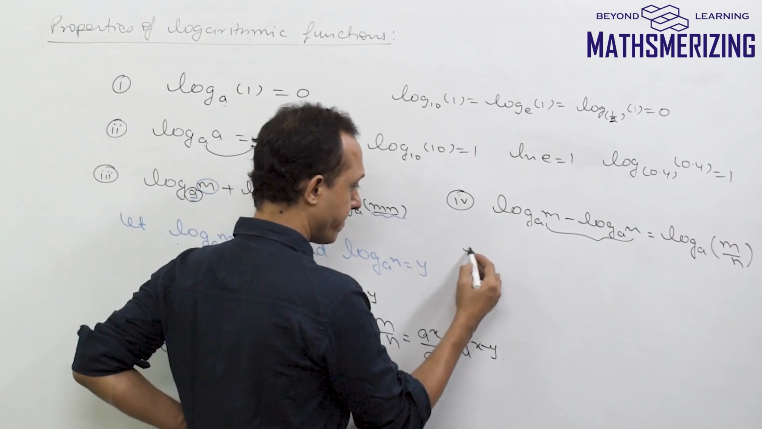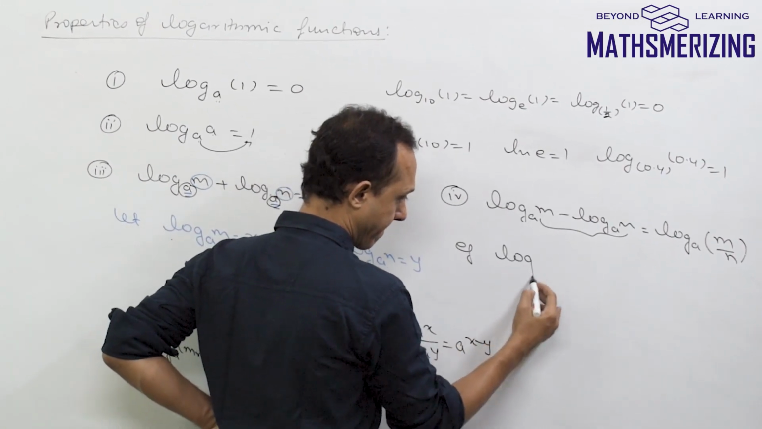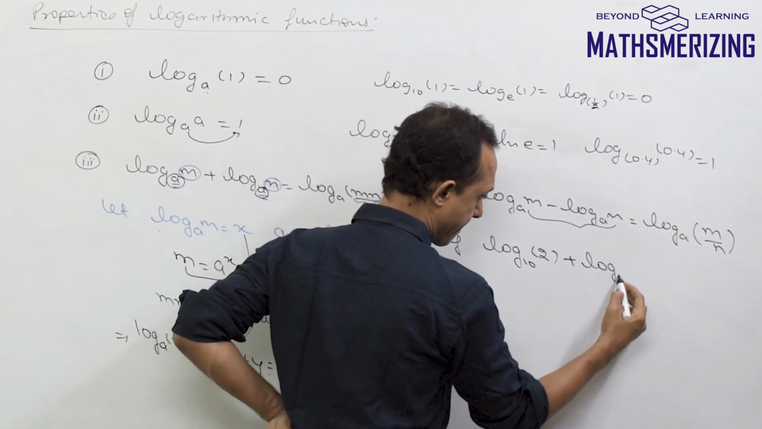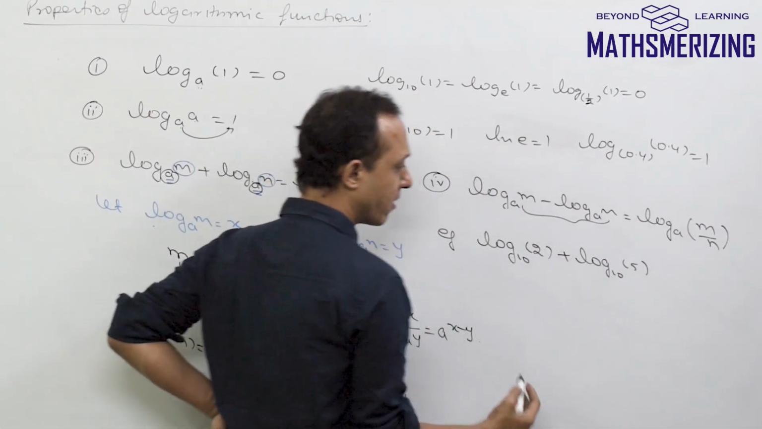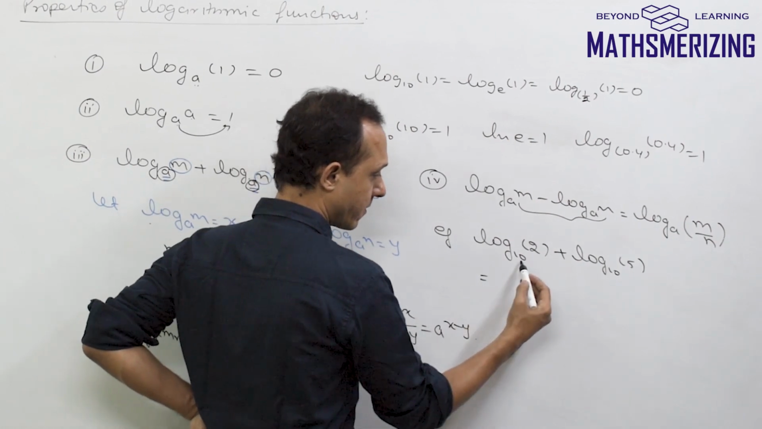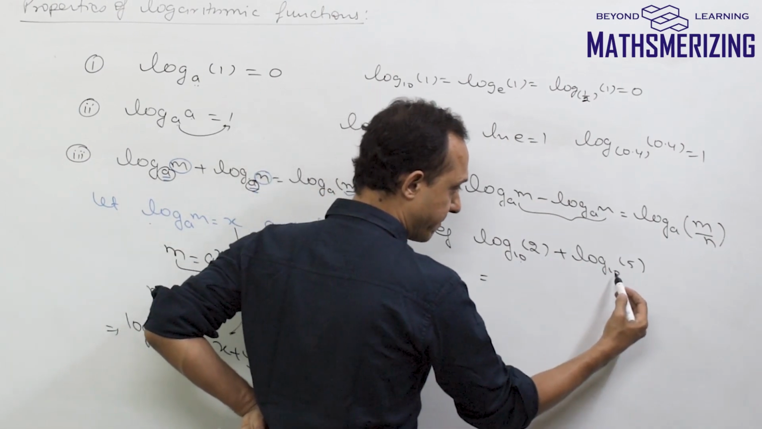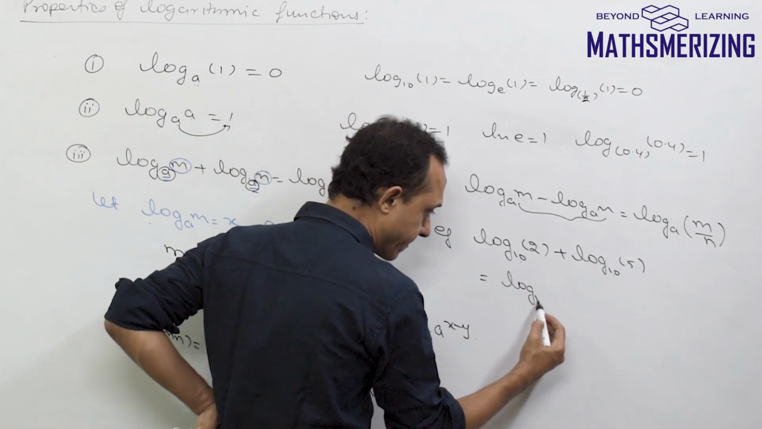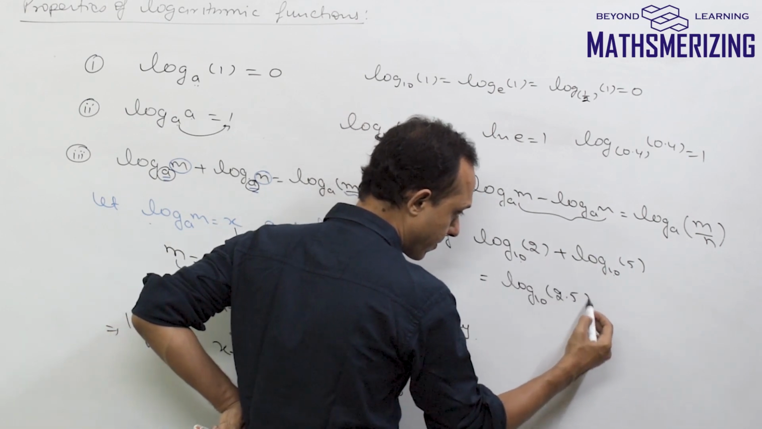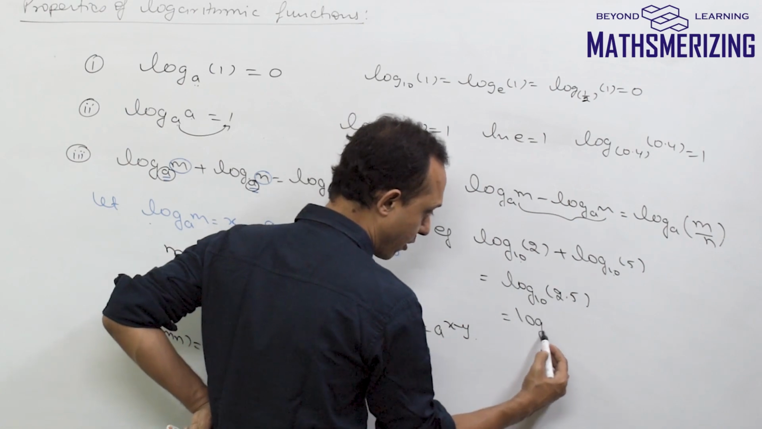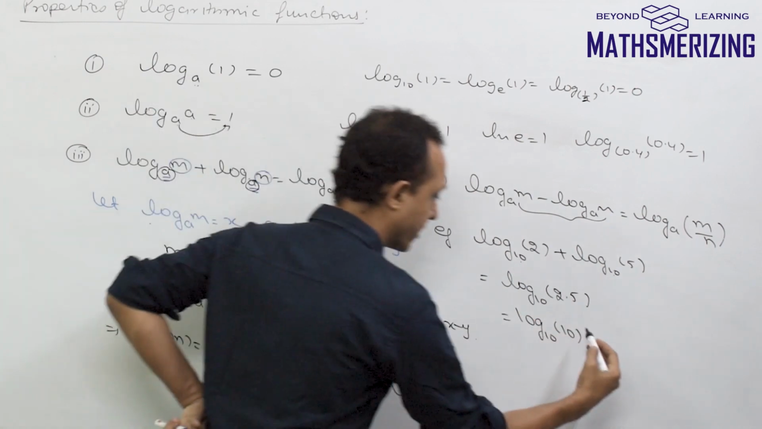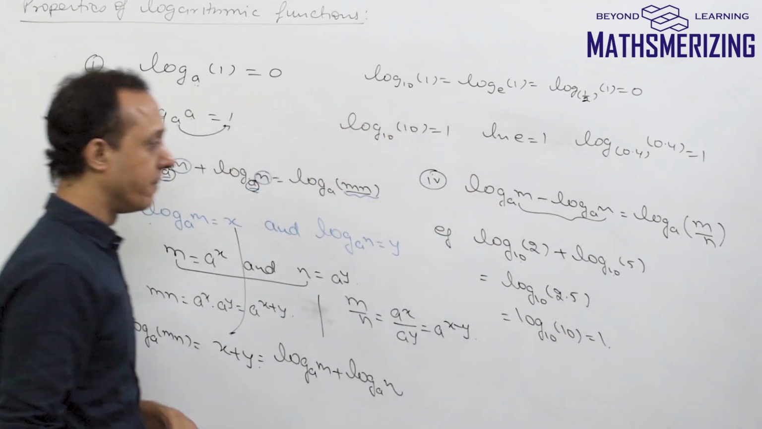Say for example, suppose I say log 2 base 10 plus log 5 base 10. Now for both log expressions, the base is the same. So this is log m plus log n. I can simply write it as log m into n, which is log 10 base 10. Now log a base a is 1, so the value of log 10 base 10 will be 1.